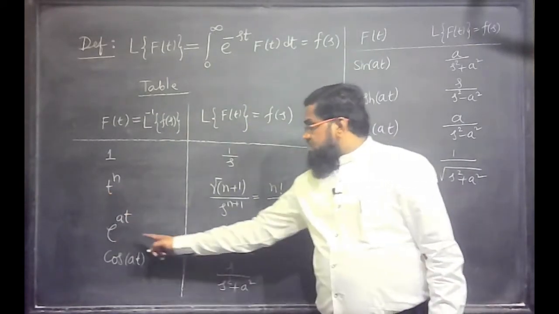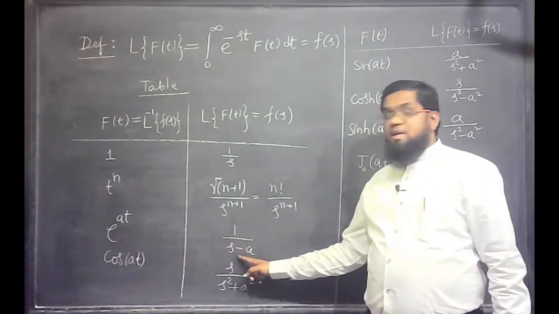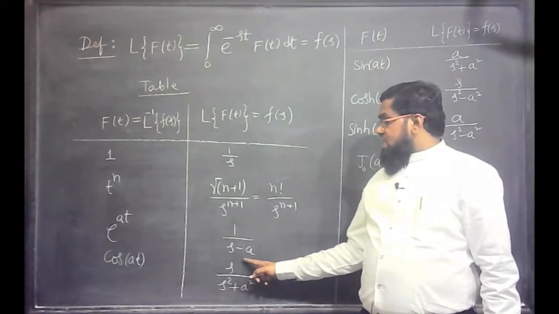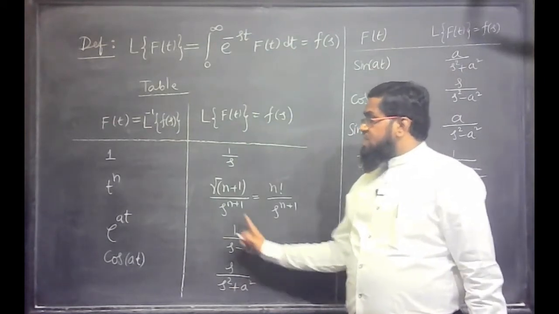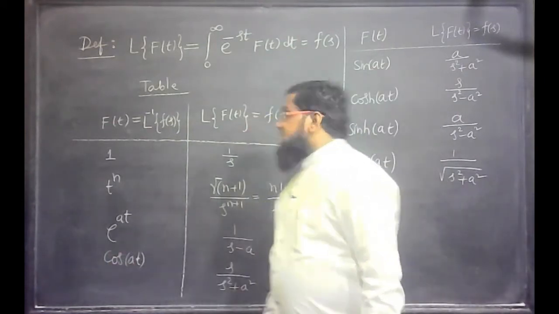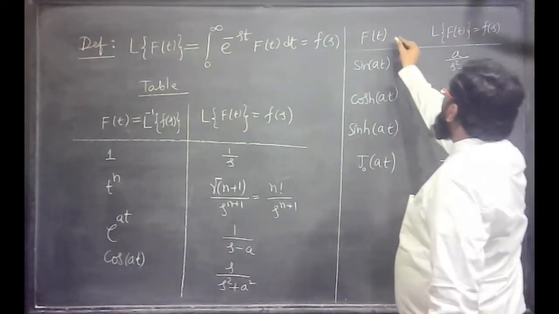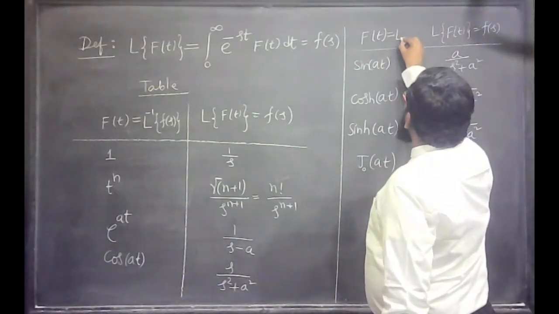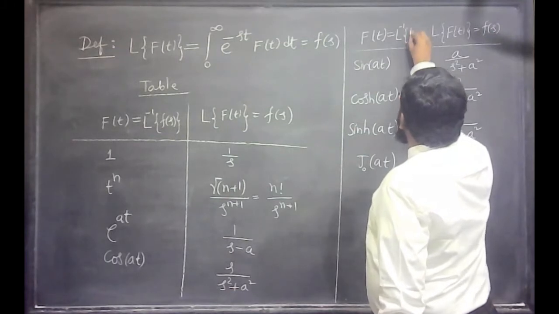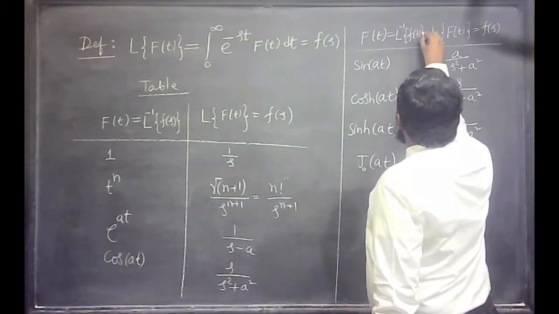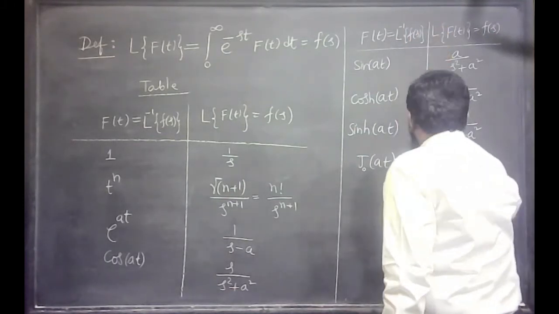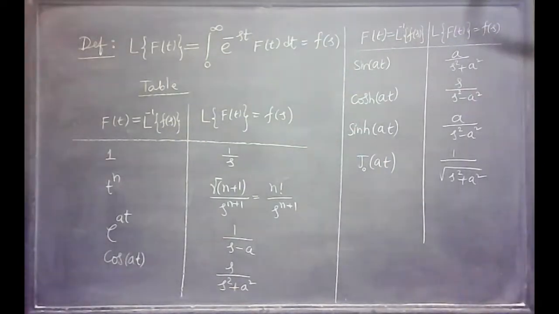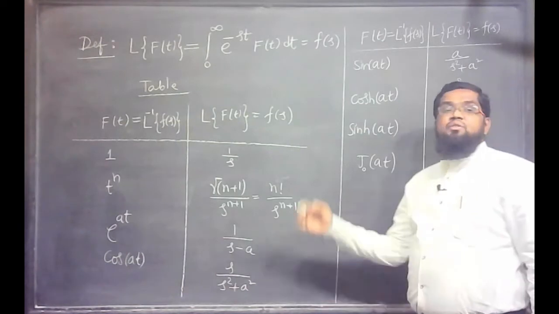If the Laplace transformation of e power at is 1 by s minus a, then the inverse Laplace transformation of 1 by s minus a will be e power at. Similarly, here also, this is the inverse Laplace transformation of f of s. So, these are the minimum formulae we need to remember.